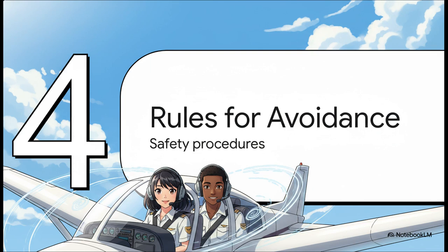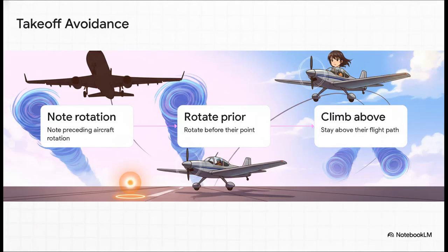Okay, Section 4, Rules for Turbulence Avoidance. Understanding the physics is great for the written exam, sure. But now let's get into actionable, life-saving procedures for when you're actually in the cockpit. Let's walk through the exact chronological steps for taking off behind a larger aircraft. Remember, vortices begin the absolute moment the preceding aircraft generates lift, which is right when its nose wheel leaves the ground. So, step 1, note their rotation point on the runway.